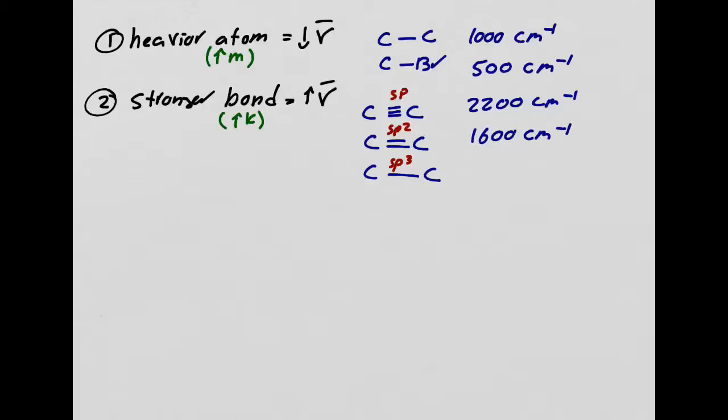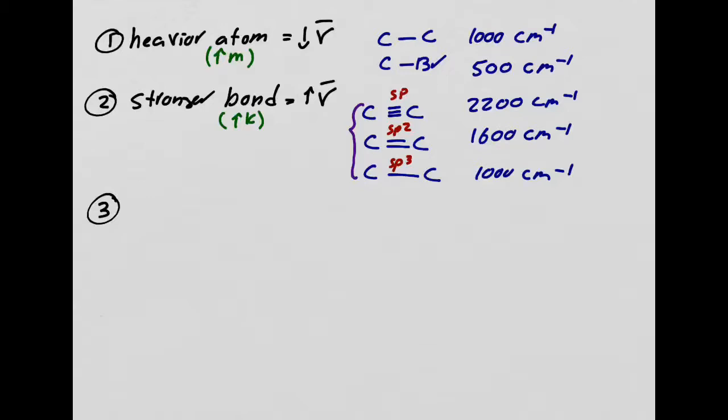And carbon single bond is, you know that already, 1000 wave number. Okay. Now, this is really key. I need you to remember that. Because again, carbon-carbon triple bond is going to be the stronger one. Carbon-carbon single bond is the weakest bond. A stronger bond is going to have a higher wave number. Okay. Ready for number 3? So we have the heavier atom, the stronger bond.